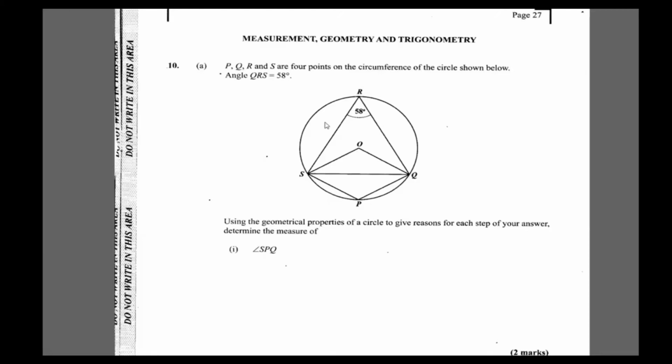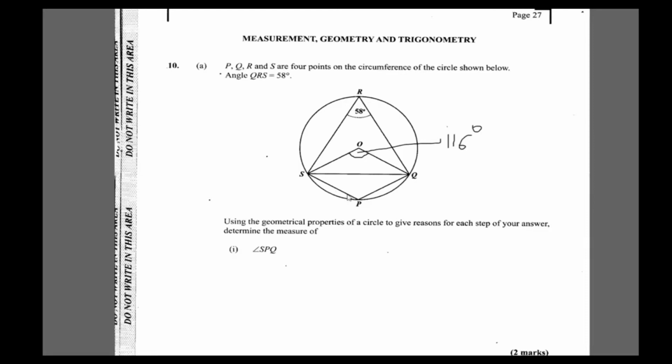Now first, the angle at the center is twice the size of the angle at the circumference when subtended by the same chord. So this angle right here, the angle at the center, is going to be twice of 58. 2 times 58 is 116. That's 116. I just wanted to write that out of the way. Now the question says, find angle SPQ.